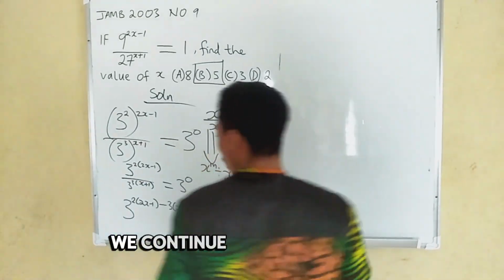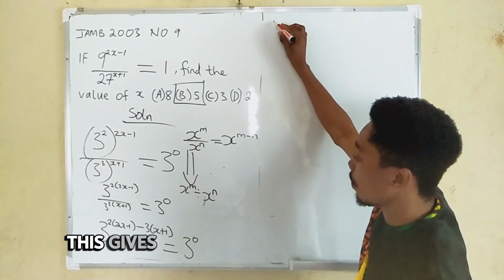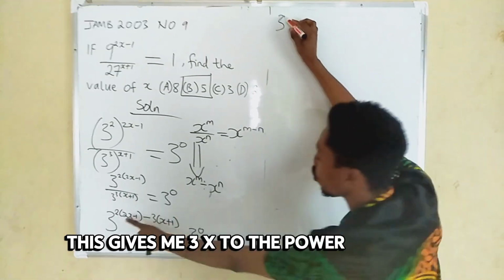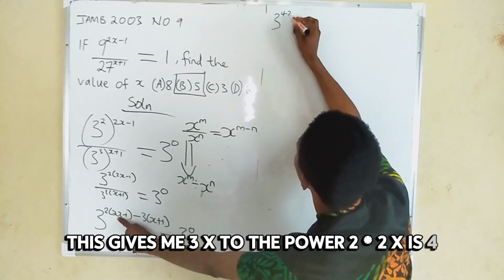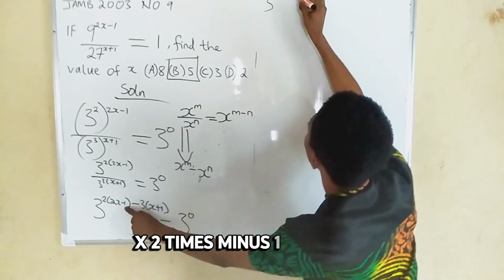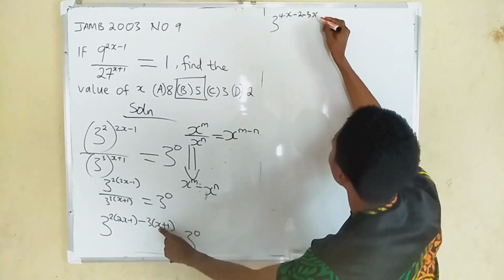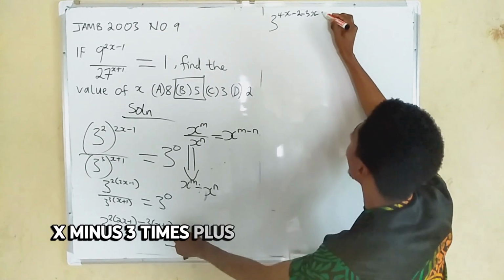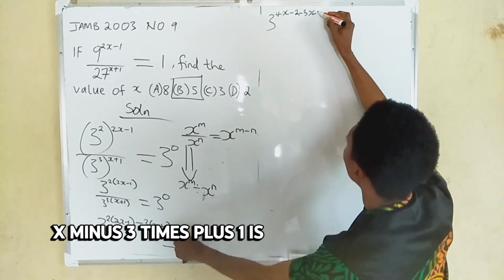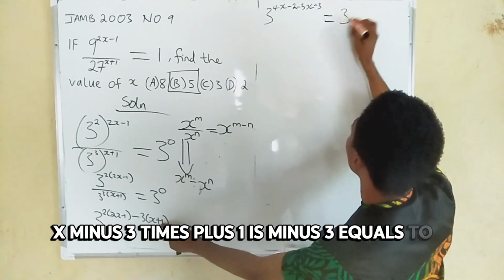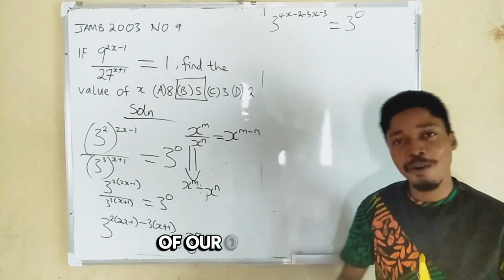We continue. Opening the bracket, this gives me 3 raised to the power 2 times 2x is 4x, 2 times minus 1 is minus 2, minus 3 times x is minus 3x, minus 3 times plus 1 is minus 3 equals to 3 raised to the power 0.